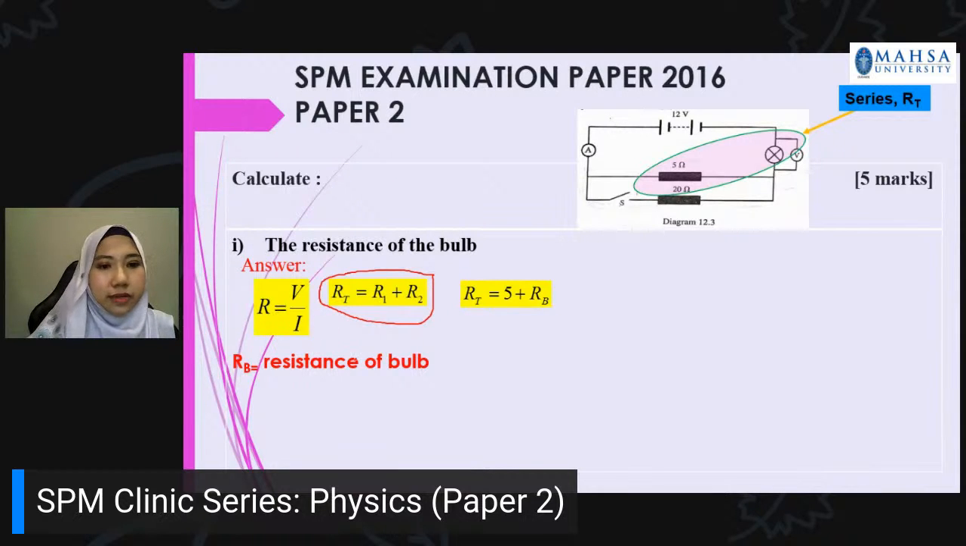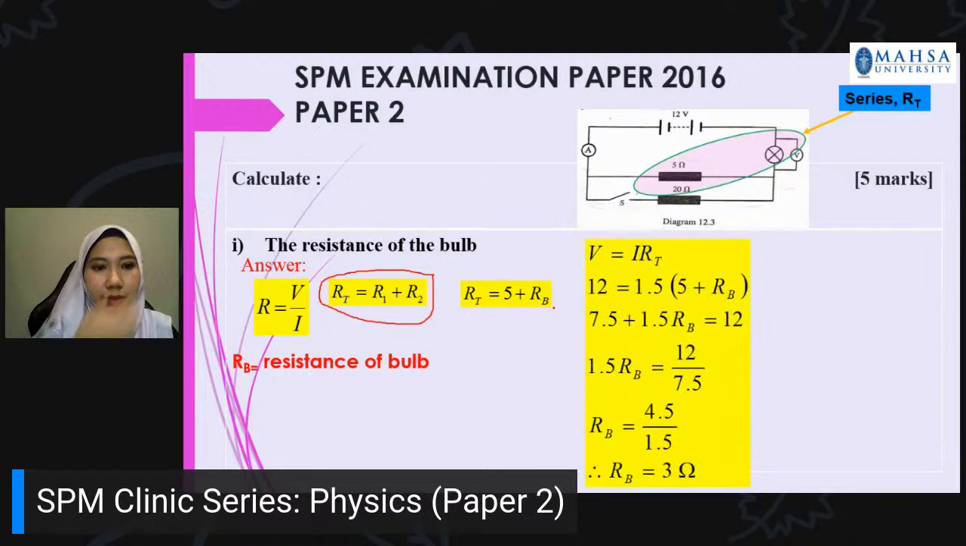Next I label RB as the resistance of the bulb. So to calculate the total resistance, it is 5 ohm plus RB. That is your formula to calculate the total resistance of the circuit.